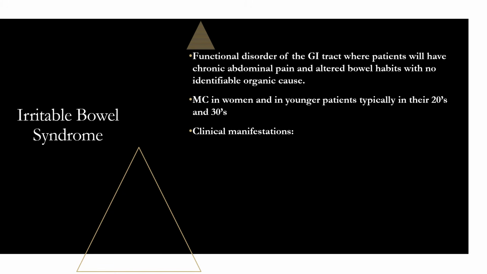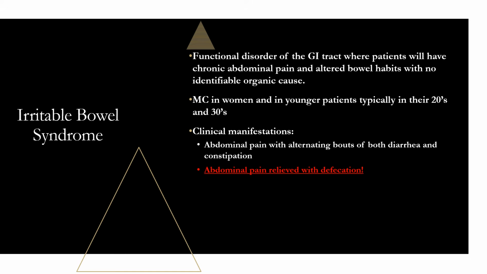As far as clinical manifestations, there's a few things that you need to know that will kind of point you in the direction of IBS. One of them is going to be abdominal pain with alternating bouts of both diarrhea and constipation. So kind of going back and forth. And then the key, what I've always seen in vignettes and the way I've always seen it described, is that this patient has abdominal pain, but it's relieved with defecation. That's very important. That's the way I've always seen it. And that's what you need to know to kind of distinguish it from other causes of GI problems. So remember, abdominal pain relieved with defecation.